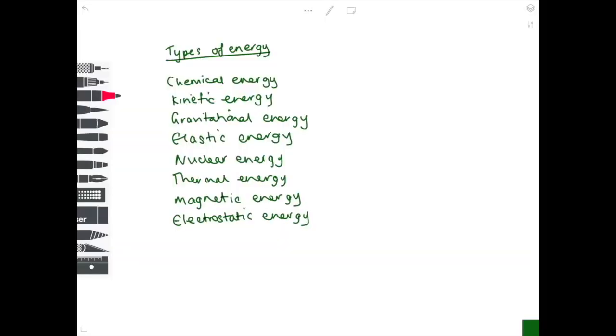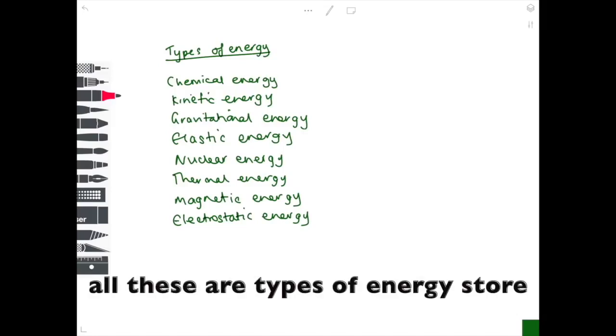Okay, new for this specification is the types of energy. They've kind of changed the naming system. So some have stayed the same and some are new. So we're going to go through each of them in turn, talking about what they mean and some examples.